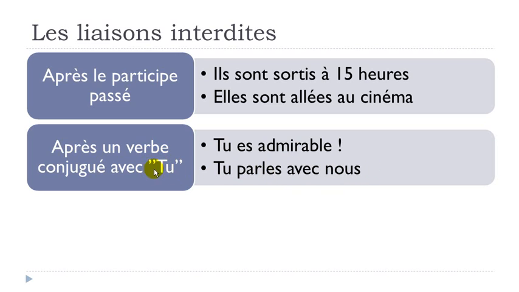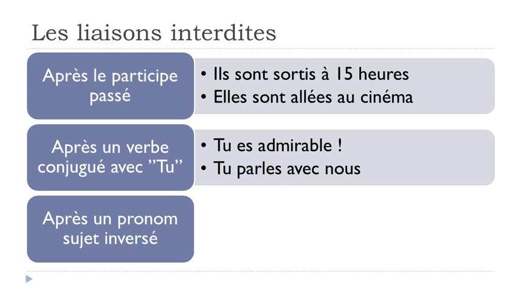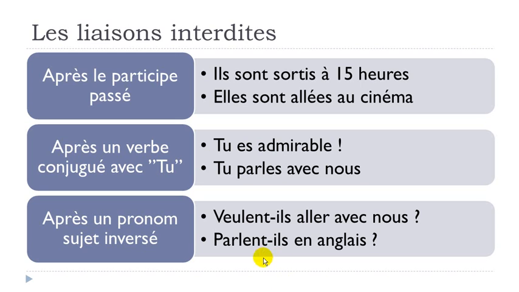All right, so that's the rule. When you've got a verb at the tu person, second person of the singular, don't make a liaison after the verb. And then there are these interesting structures, where the pronoun, the subject, comes after your verb, because that's the official way we should respect. If we want to ask a question, first we put the verb, then the subject. So, veulent-ils. It should go like that.